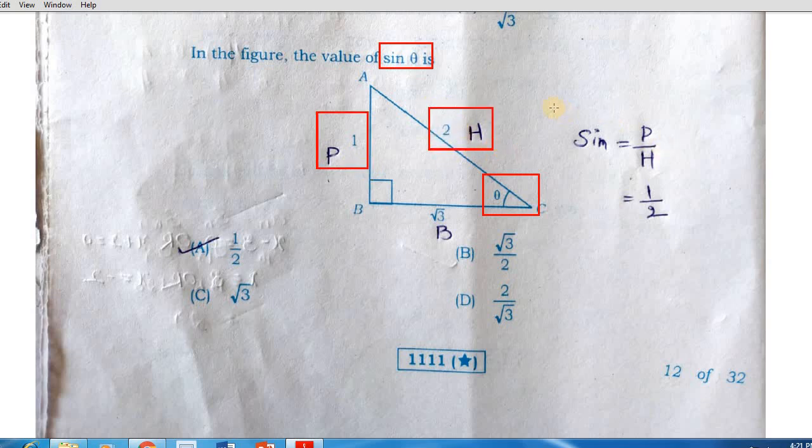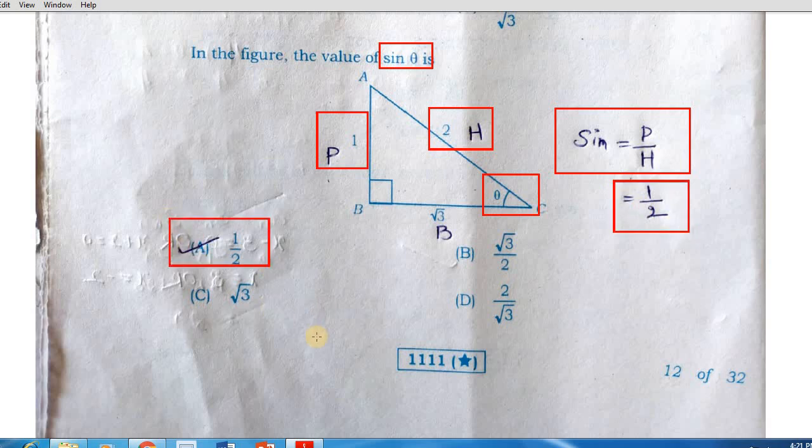What is the ratio of sine, children? That is perpendicular by hypotenuse, otherwise, opposite side by hypotenuse. Substitute the values, we will get 1 by 2. Hence, for this question, the right answer is 1 by 2.